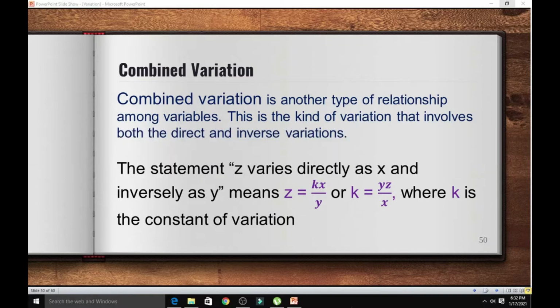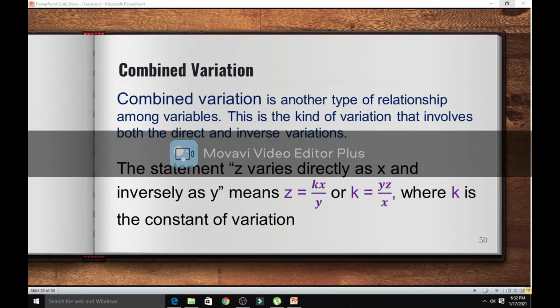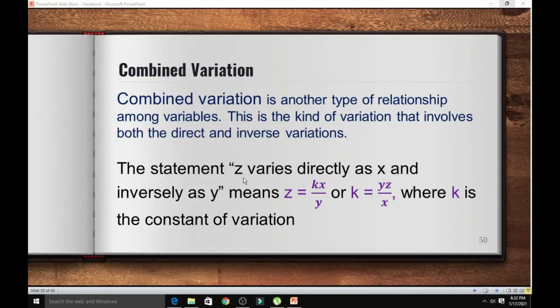So the statement z varies directly as x and inversely as y. So pag tin-translate natin siya into an equation, yung unang variable na binanggit on the left side of the equation, yung varies directly ay kasama ni k sa numerator at yung inversely ay nasa ibaba naman ni k. So pag ginawa natin siyang equation, z varies directly as x and inversely as y, so that will be z is equal to kx over y.